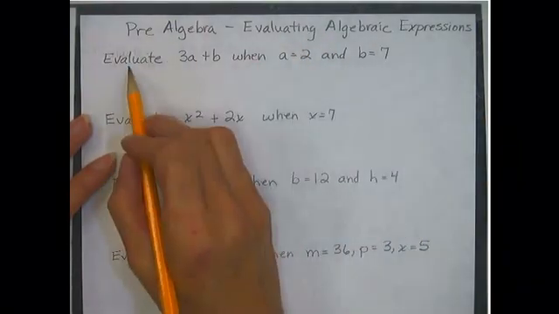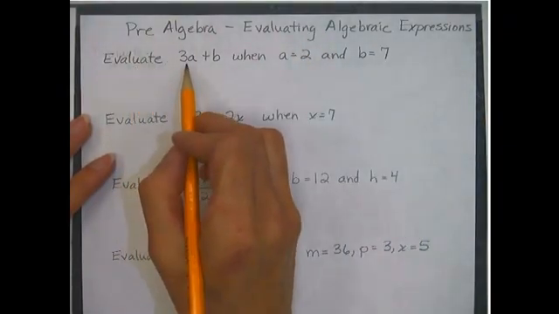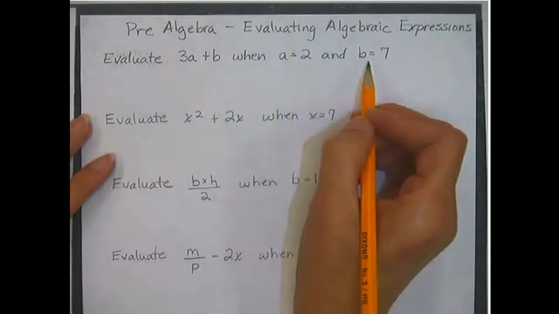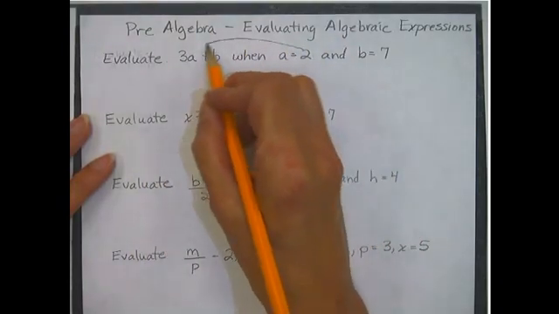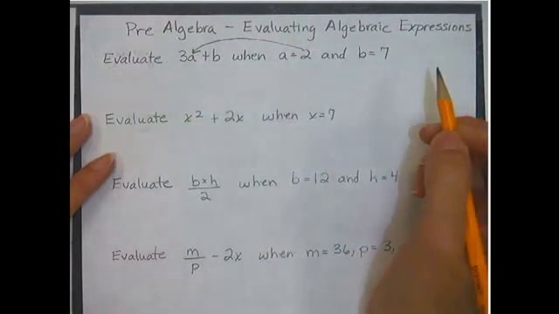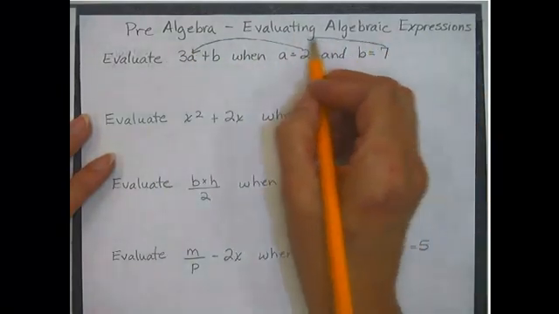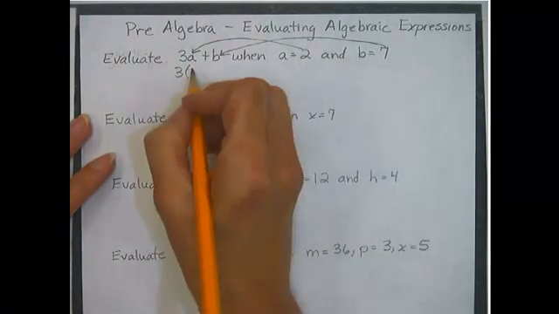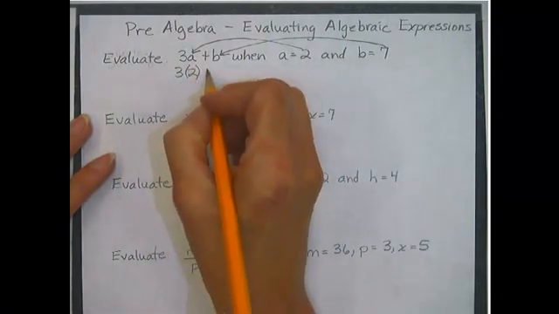All we're going to do here in this first one is evaluate the expression 3a plus b when a is equal to 2 and b is equal to 7. We're going to go ahead and plug this in here and say a is equal to 2. We're going to plug this in here. So I'm going to rewrite and plug in a 2 here for the a plus 7.